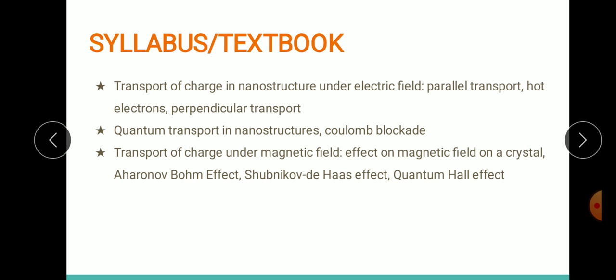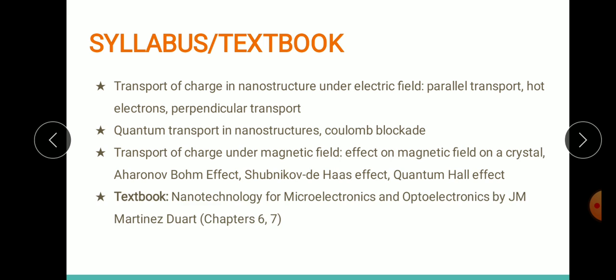There we will observe the behavior of a crystal under a magnetic field, as well as some very common and very important effects. So basically for this module I have referred to the textbook Nanotechnology for Microelectronics and Optoelectronics by J.M. Martinez Duarte, and chapters 6 and 7 will do the job. So let's begin. Before we start our module, let's have a quick recap of what we have learned so far.